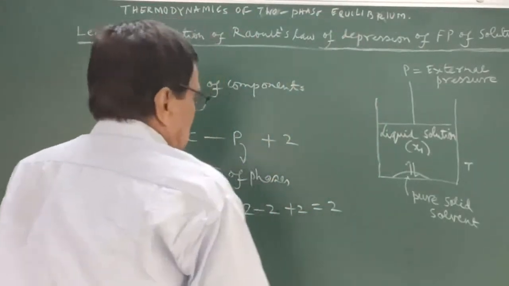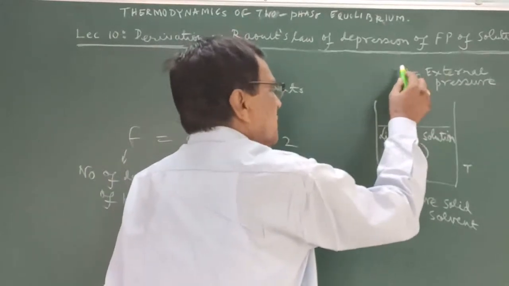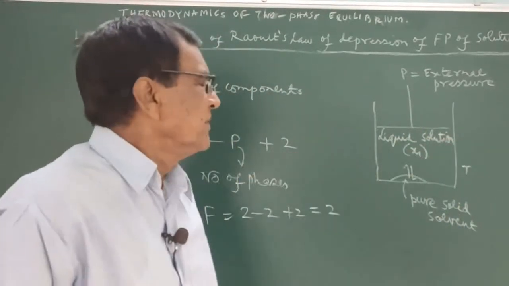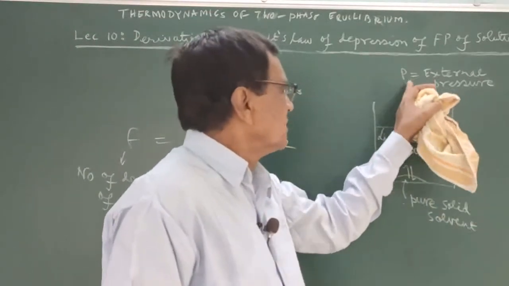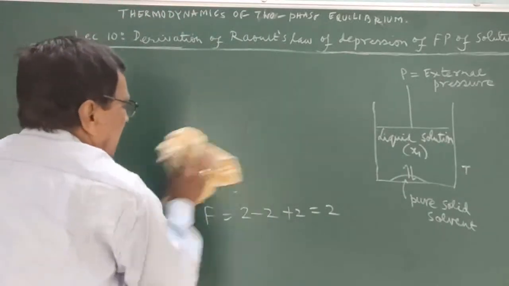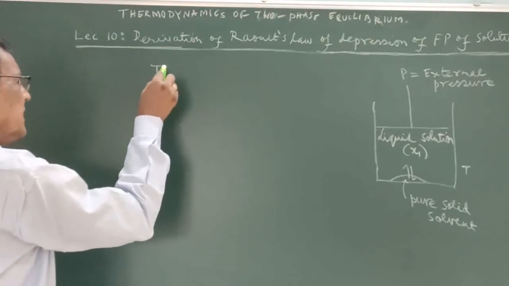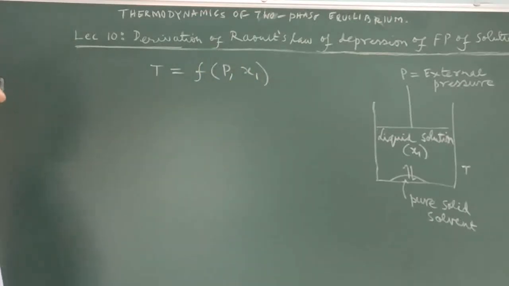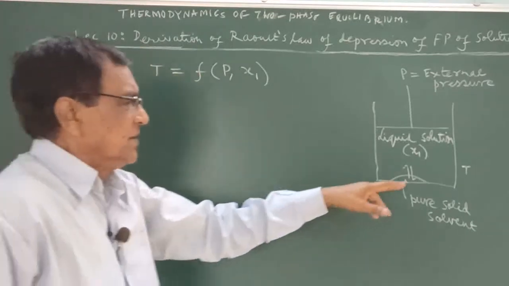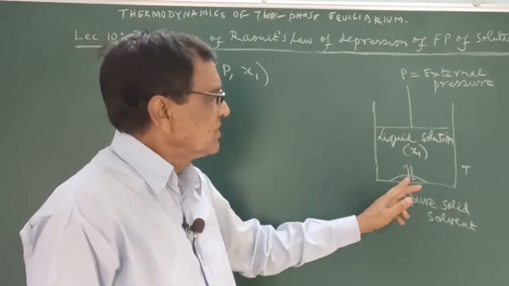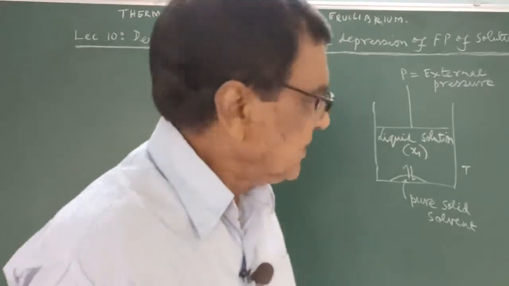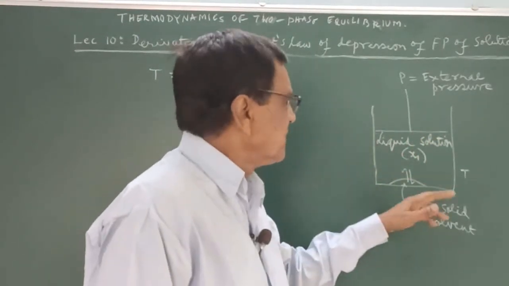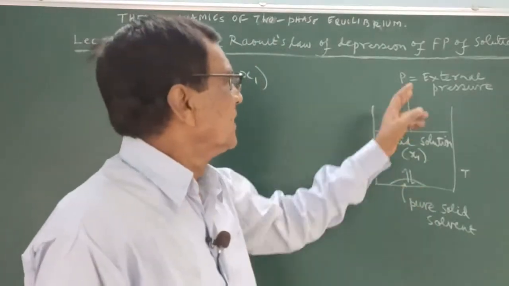Here I can say that if we change the pressure and the mole fraction of the solvent in solution, then T will be fixed depending on the values of these two. So mathematically I can write that T is a function of pressure and x1. These are the two independent variables which control the value of T, the temperature at which these two phases are at equilibrium. This is also called the freezing temperature of the solution or the melting temperature of the solid. Both are the same.